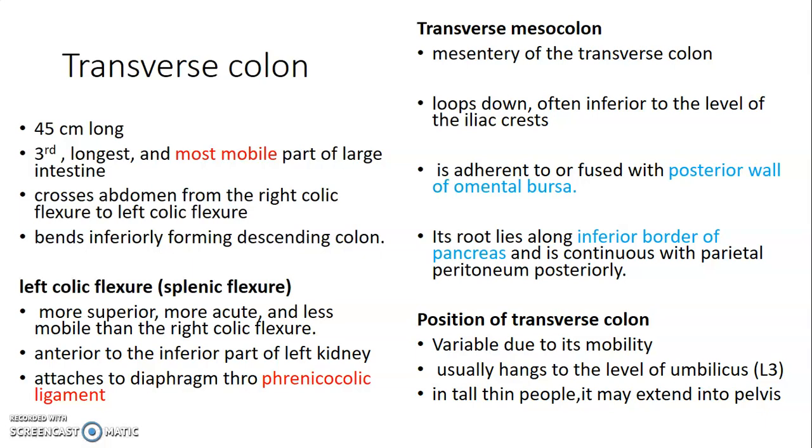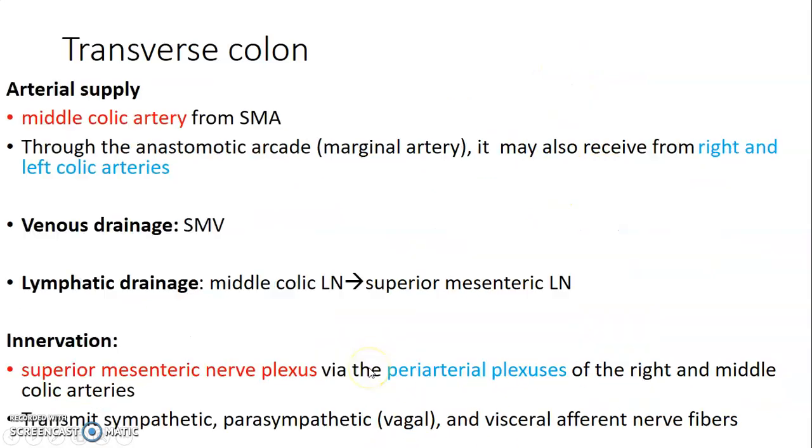It's variable because it has this transverse mesocolon that makes it hang. It can even hang up to the level of the umbilicus, and in tall and thin people, it may extend downwards into the pelvis. So the transverse colon is variable due to its mobility. What makes it the most mobile part? Because of the transverse mesocolon that it has.